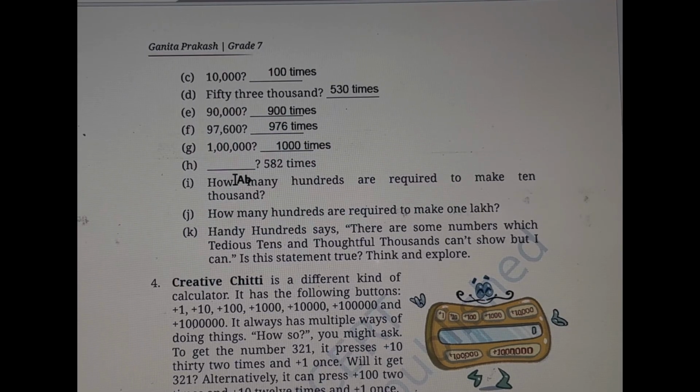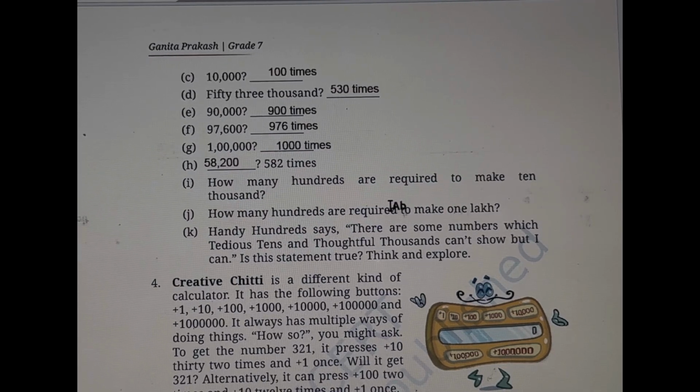Now the question is, they have asked if you press handy hundreds button 582 times. So what you will do, you will just put 2 zeros after 582. So 58200 will be your answer. That is 58,200 will be your answer.